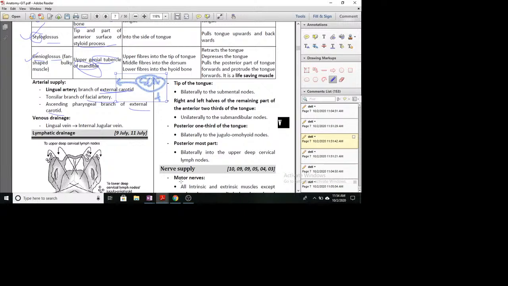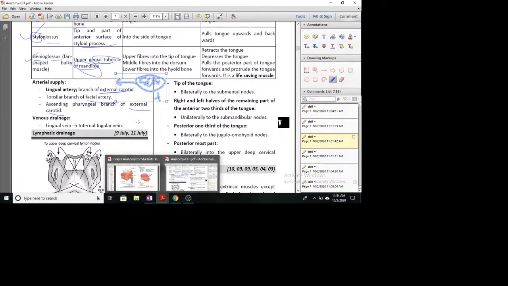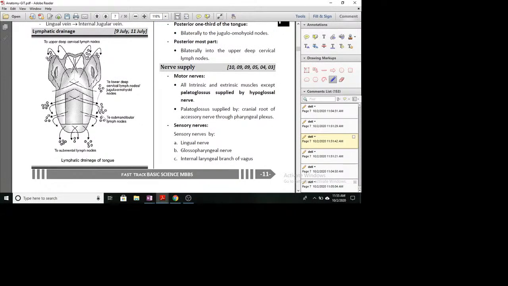So lymphatic drainage is actually very important. Let's see the lymphatics. The anteriormost tip of the tongue drains to the submental lymph node. The middle part of the tongue drains to the submandibular lymph node, and the posterior part drains to the deep cervical lymph node.